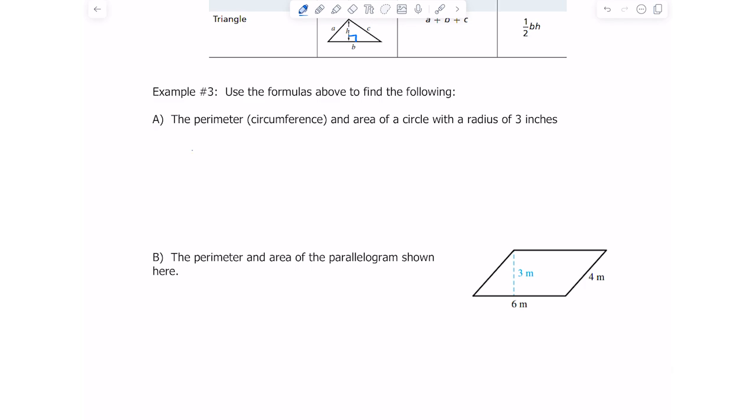circumference, the perimeter, which, if we're looking for a circle, it's going to be circumference, and the area of a circle with a radius of 3 inches. So let's draw what that's going to look like. Here's my circle, and they tell me that the radius is 3 inches. That means from the center of the circle to the edge of the circle, it's going to be 3 inches.